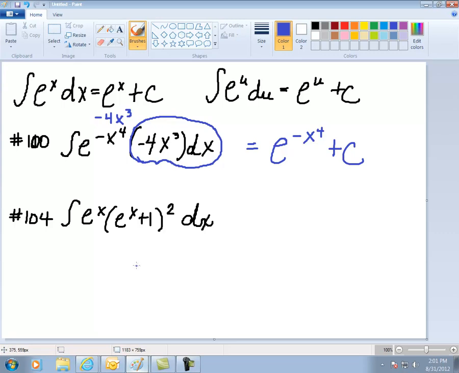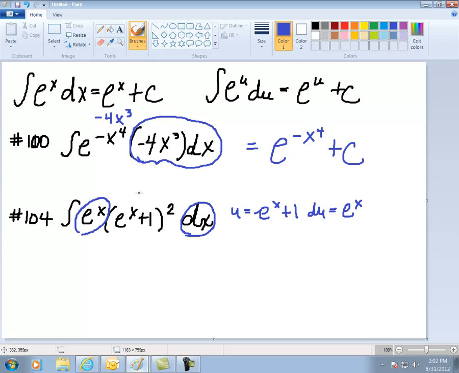Let's do another example. Again, down here, if I let u be e to the x plus 1, then my du is just going to simply be e to the x. Notice that I have another e to the x here. If I take that along with dx, I have the derivative. So now I can just apply this rule here, that the integral of e to the u is e to the u.